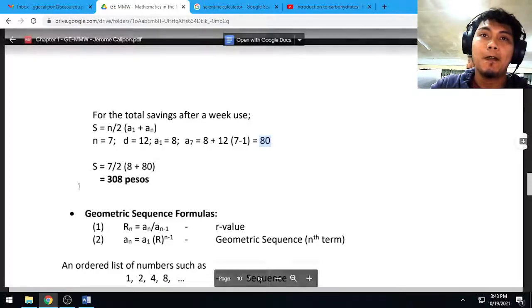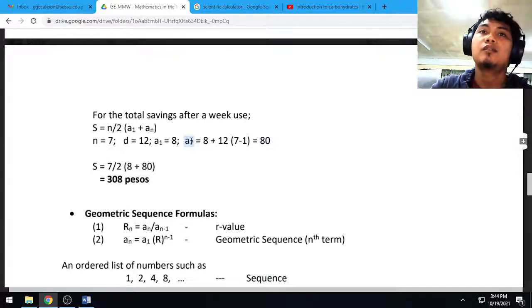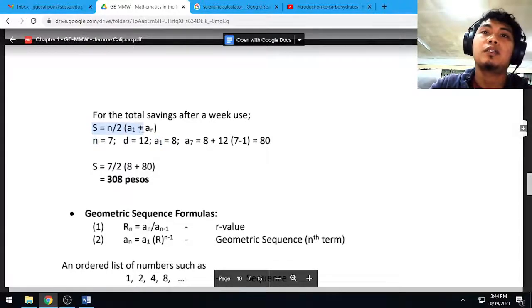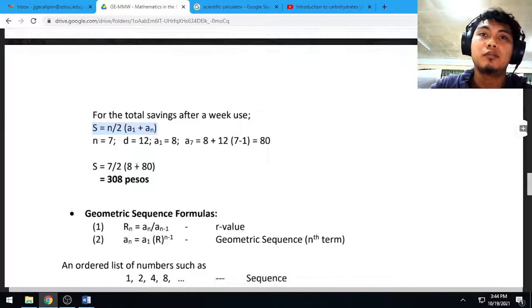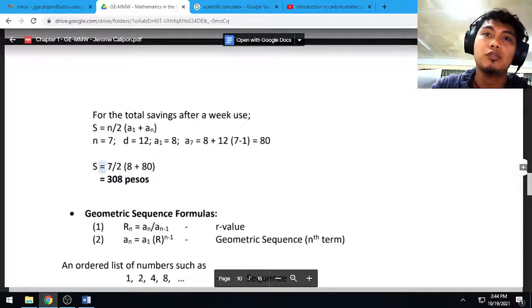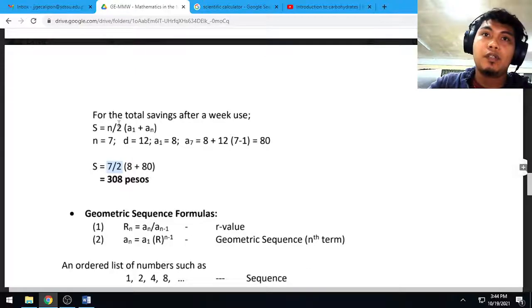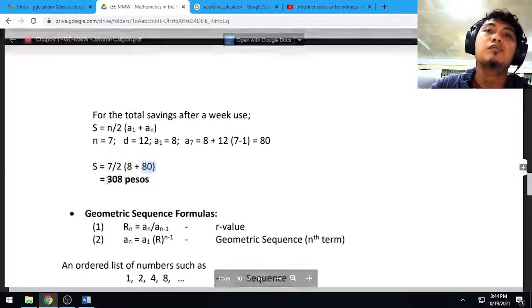Okay? Now, since meron ka ng AN or A7, meron ka ng A1, meron ka ng N, masosolve na natin ito. Susulat lang natin ulit: S equals N over 2, so 7 over 2, times A1, 8, plus A7 or AN. Ang 7th term is 80. So, total of 308 pesos.